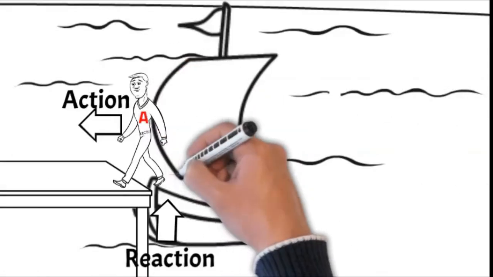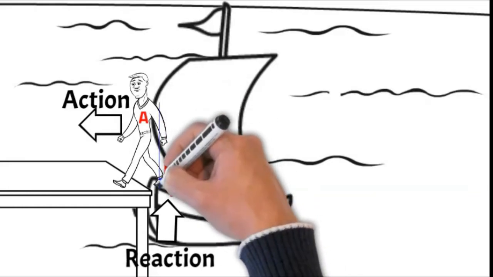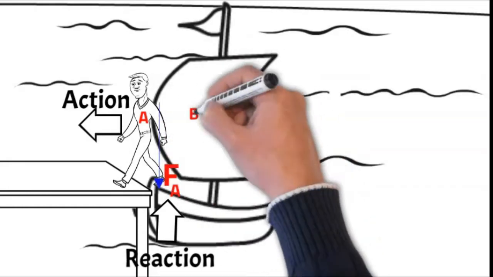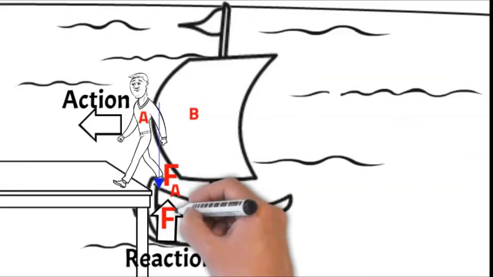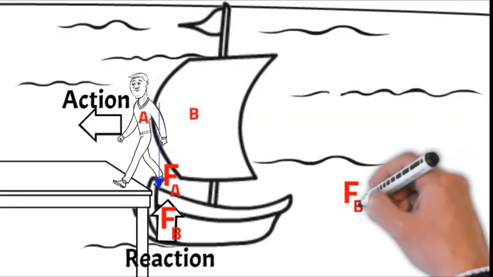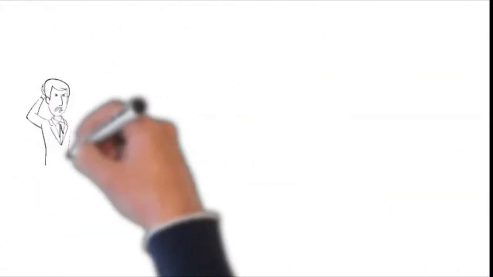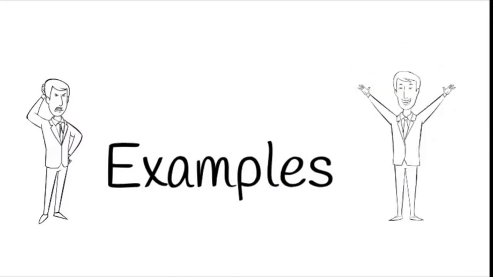If a body A applies a force Fa on a body B, then the body B reacts with force Fb on the body A, which is equal to Fa in magnitude, but opposite in direction. Therefore, Fb is equal to minus Fa. We shall better understand this with some of the examples.